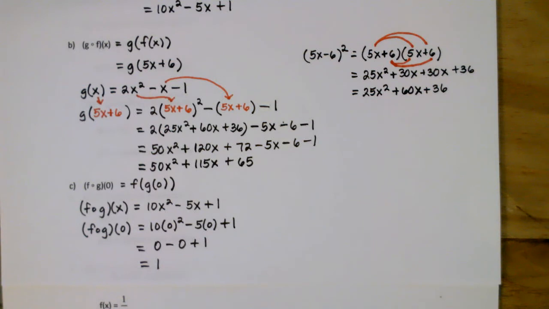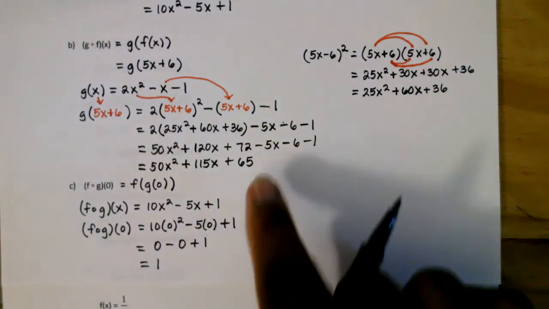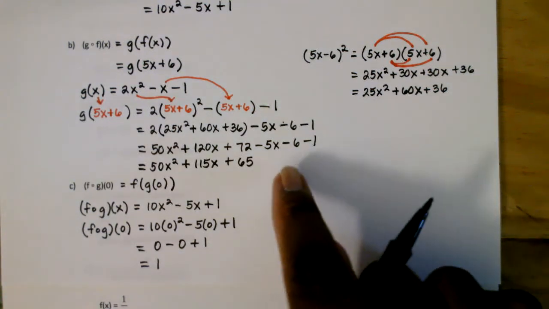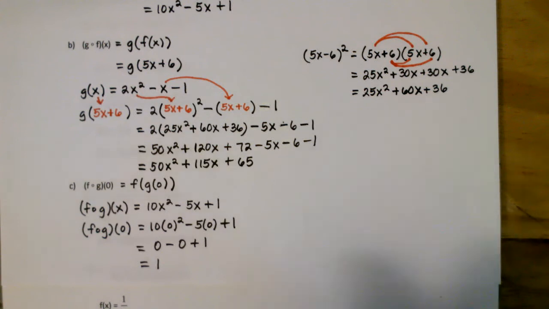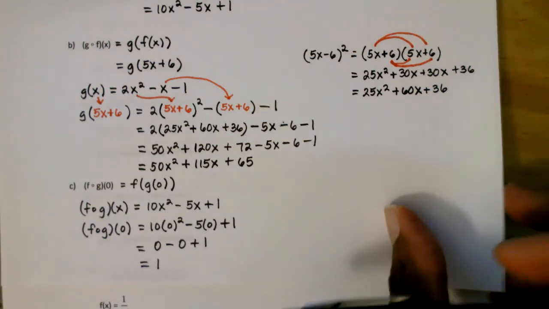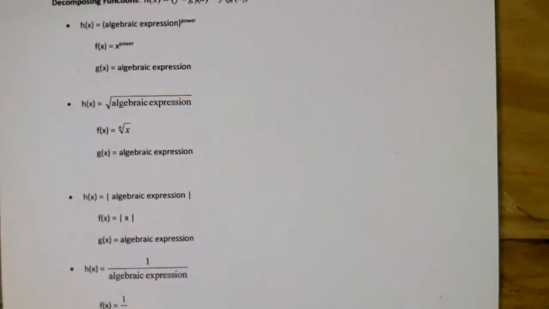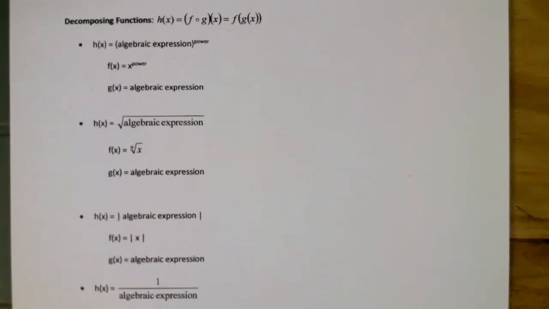All right, so that's how we do the composition of f with g and the composition of g with f. Okay, and especially on part B, if you have questions, do email me. Okay, the last thing we'll look at is decomposing functions. You will have a function that's already composed. You want to break it apart by finding out what f of x is and what g of x is.